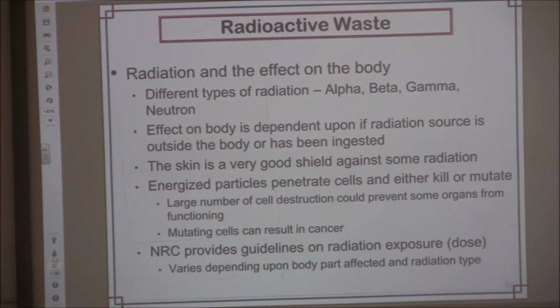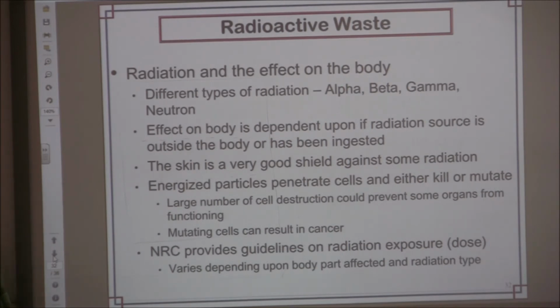What do we do with the waste? That's another problem. There's a bunch of different types of radiation: alpha, beta, gamma, and neutron. It depends upon how the body is exposed, meaning how it's taken into your body. If it's on the outside of your body, your skin is actually a very good radiation shield for most types of radiation. Think about it. We can go out in the sun and not die immediately, right? Because our skin does a pretty effective job of preventing the radiation from coming into the sensitive parts of our body. That's why we have multiple layers of skin, and the top few layers are dead skin, protecting our body from radiation.